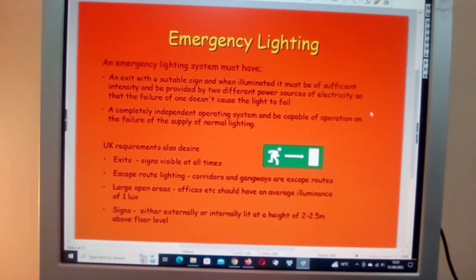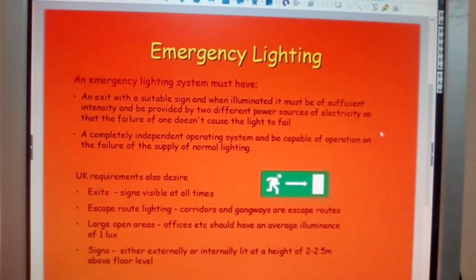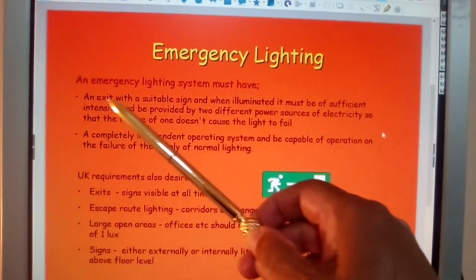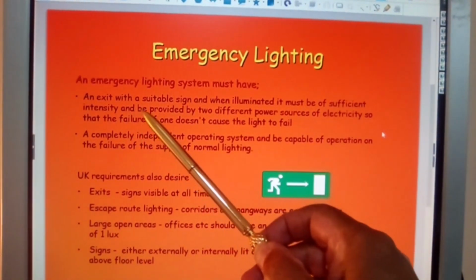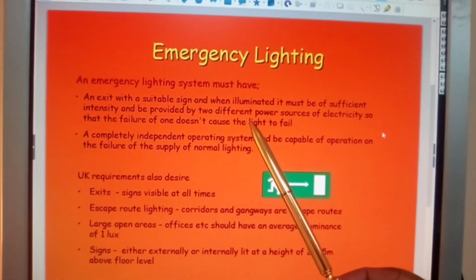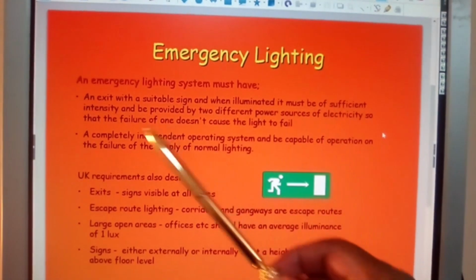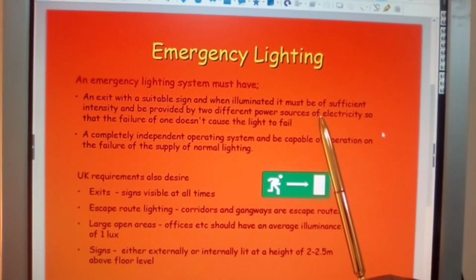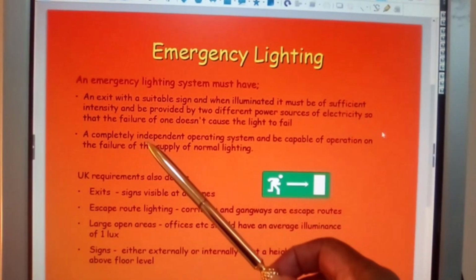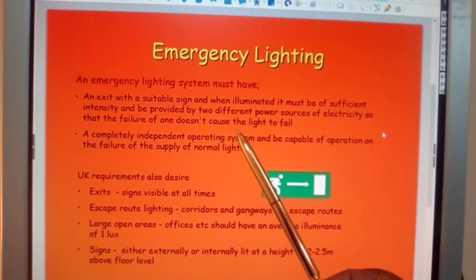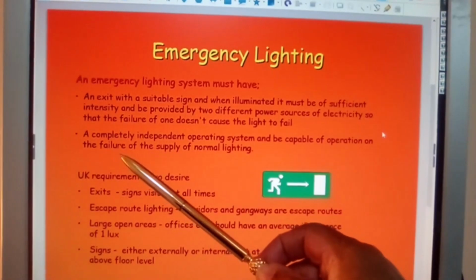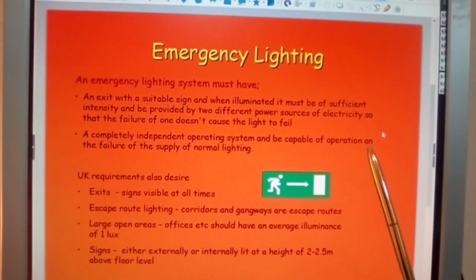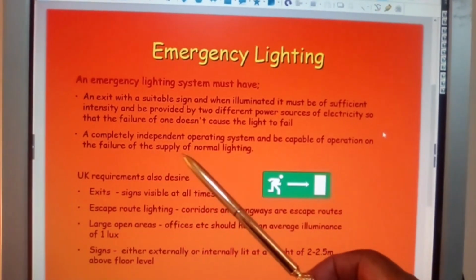And here we are showing you the emergency exit. An emergency lighting system must have an exit with a suitable sign, and when illuminated it must be of sufficient intensity and can be provided by two different power sources of electricity, so that the failure of one does not cause the light to fail. A completely independent operating system, capable of operation on the failure of the supply of normal lighting.